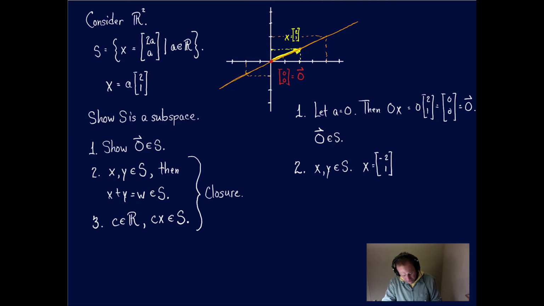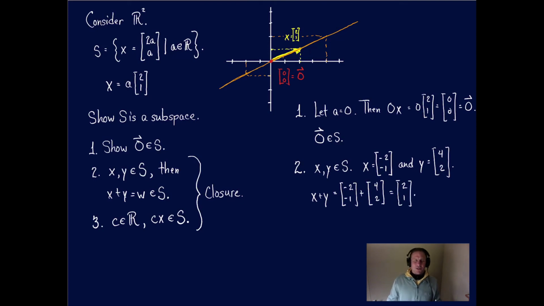And how about y is the vector, we've already drawn it in there. How about 4, 2? Now if I take x plus y, well, that's -2, 1 plus 4, 2. If we add those together, I get the vector 2, 3, sorry, that's the vector 2, 1. Sure enough, that's the vector that this whole thing started with. That was too easy. Let's try the general approach now.